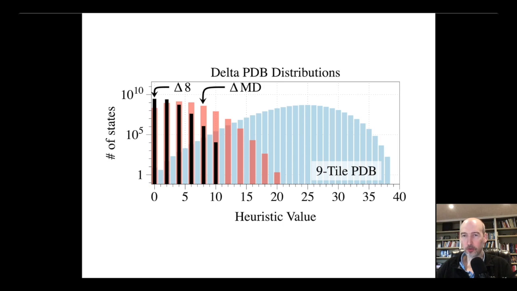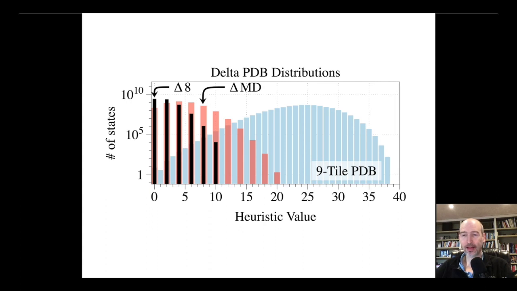This is a distribution of states within a 9-tile additive pattern database, and that is the blue bars going across. The values in there go all the way from 0 up to 38. However, if we subtract from that heuristic the Manhattan distance heuristic, instead of getting values from 0 to 38, which would be 39 total values, we just get fewer values.